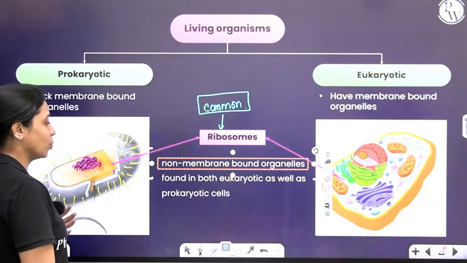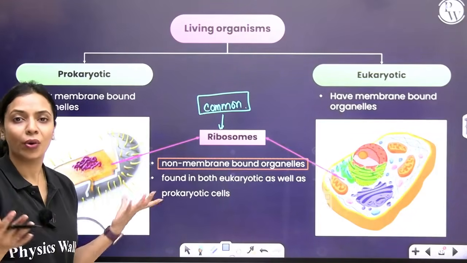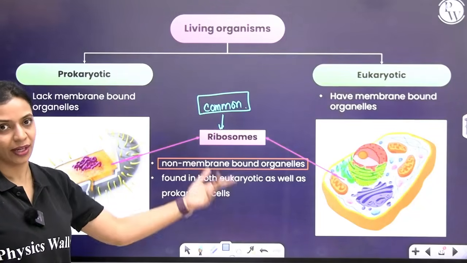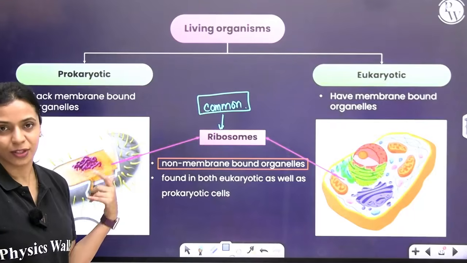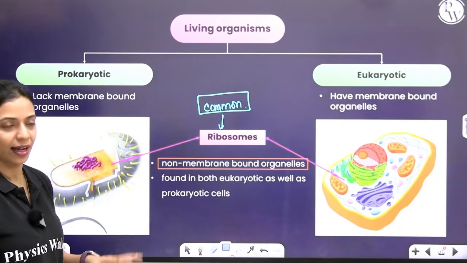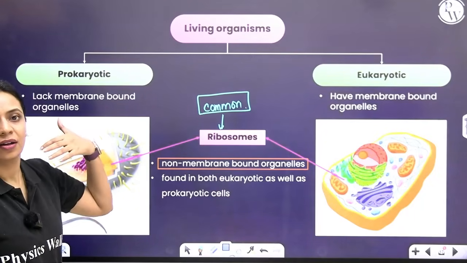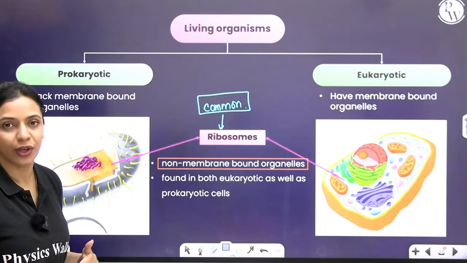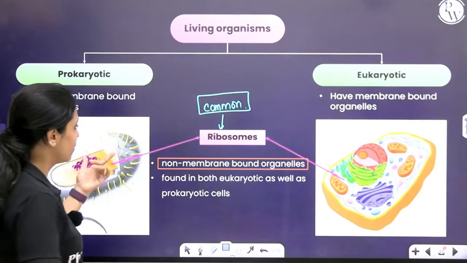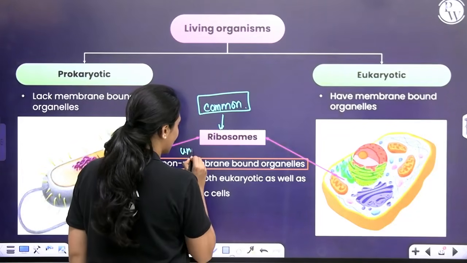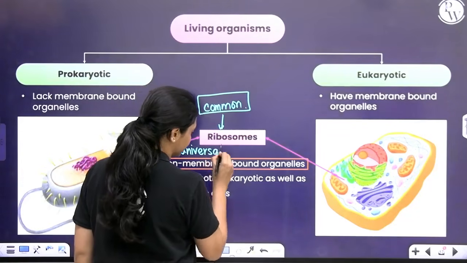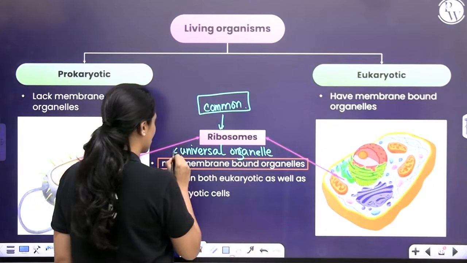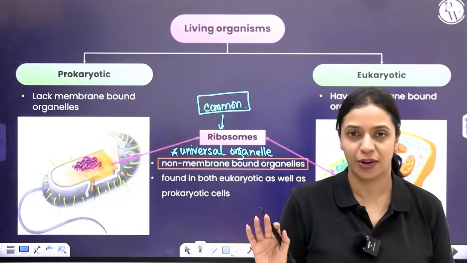They are found in both prokaryotes and eukaryotes. Though it is common to both of them, still there is some difference in the structure between prokaryotic and eukaryotic ribosomes. When we study about the structure of ribosome and its function, we'll understand that. But because ribosomes are a part of prokaryotic cells as well as eukaryotic cells, it's found in both prokaryotic as well as eukaryotic organisms, we call ribosomes universal organelle. It's present in all types of organisms, be it prokaryotic or eukaryotic.